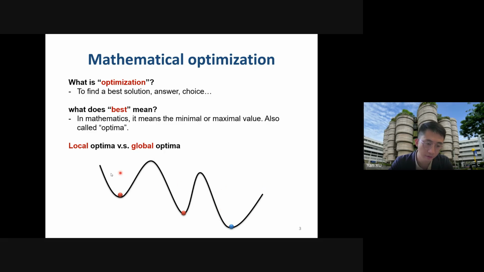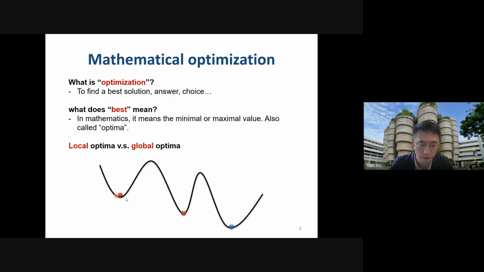Now, clearly, everybody can understand the minimum value of the entire objective function will be the blue point, right? So this blue point is the so-called global optima because this is the least minimum value that we can find in the whole solution region. However, you can see we still have some other small values like these two red points.